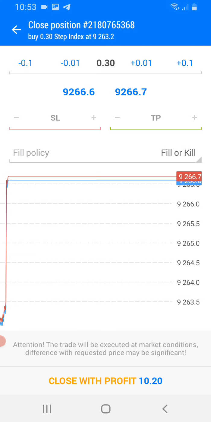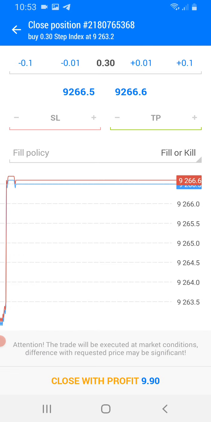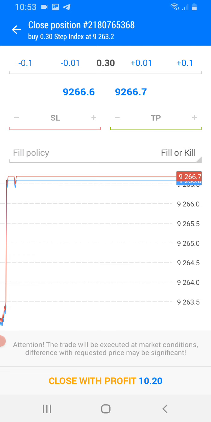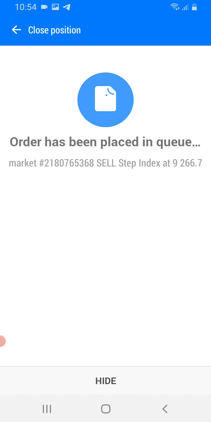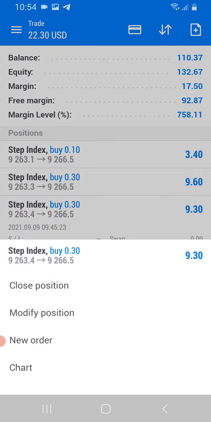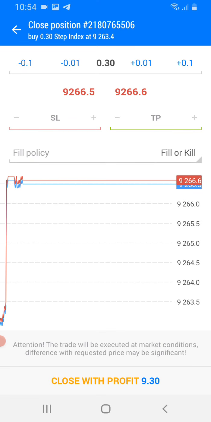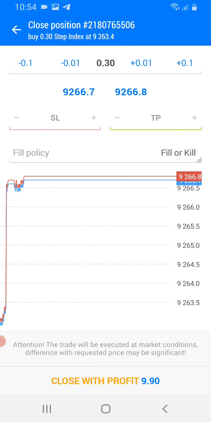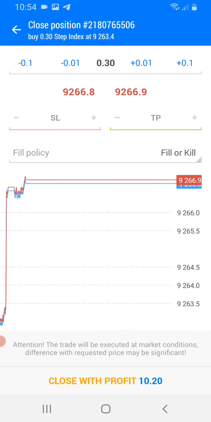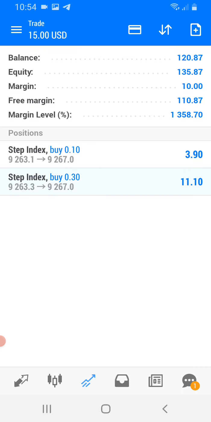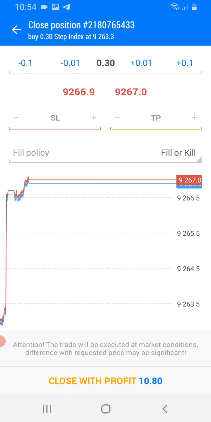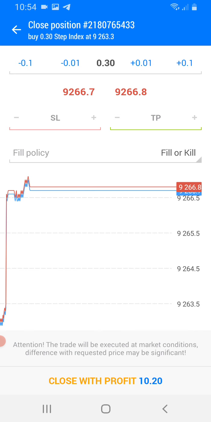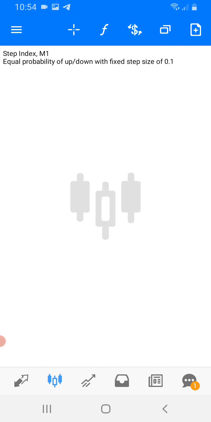So let me check my profit. Okay, taking profit. Yeah, I'm taking my profit for the trade, guys. So guys, I'm taking our profit on $10. Yeah, okay, it's still buying, but I'm taking profit. This is on $11 currently. Profit on $10.